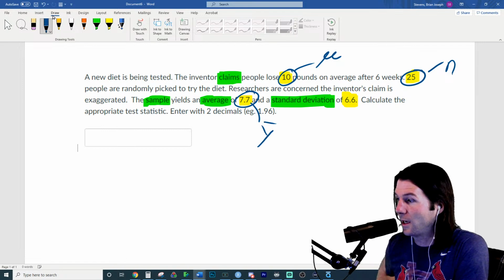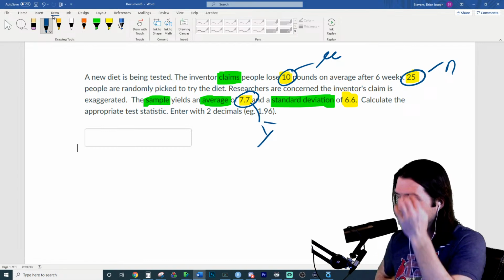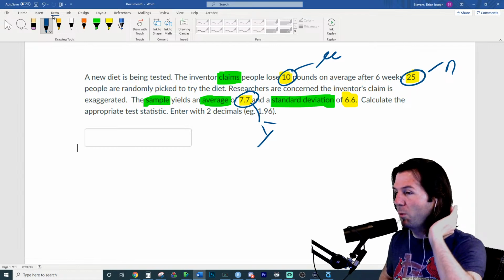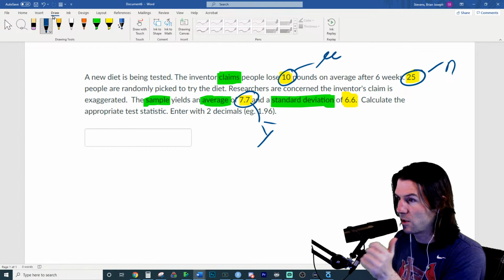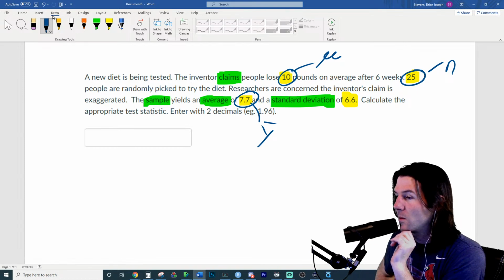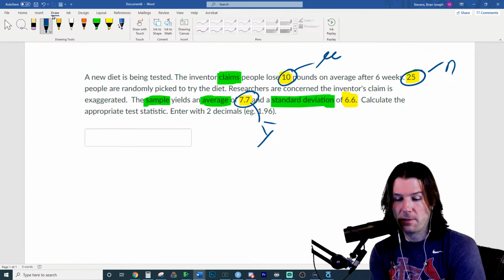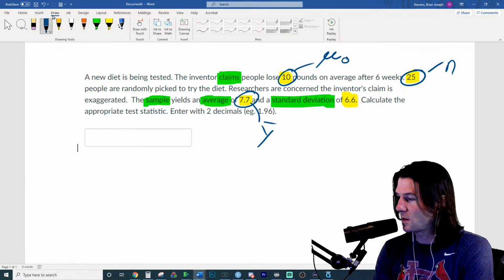Or y bar. Sorry, actually, I made it. It's y bar. Y hat is the predicted, and we get that in regression. Y bar is the mean. Y bar is the sample average, the sample mean. Bailey, you're on the right track. Yep. This is the claimed mean. That's mu naught.